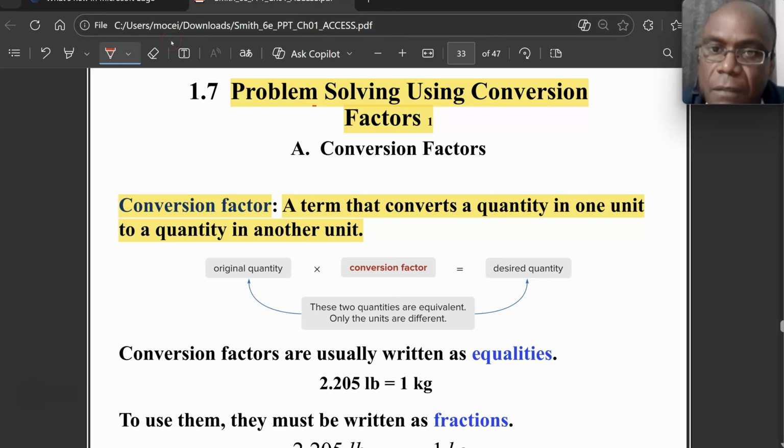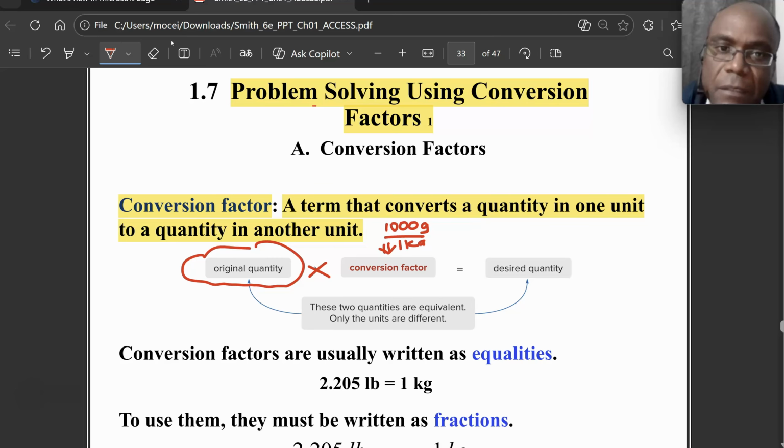Whenever you have an original quantity, if you multiply it by a relationship equality that we've talked about, of one unit to another, for example 1,000 grams is 1 kilogram, then you're probably going to get your answer in grams here. Usually the unit that is the numerator ends up being the SI unit of your answer, and you get a desired value that relates to that unit.